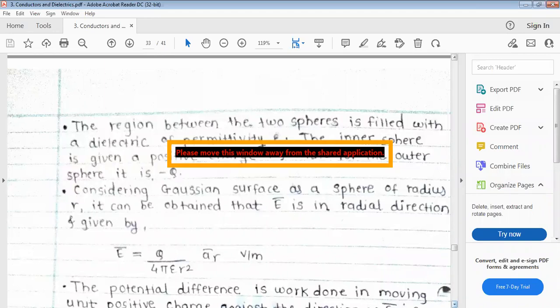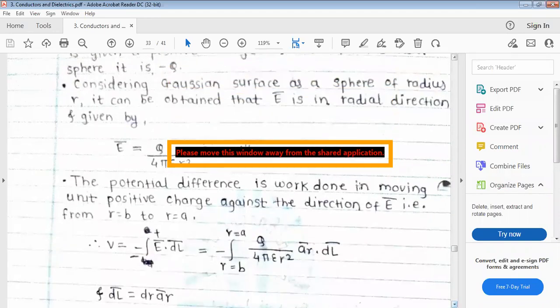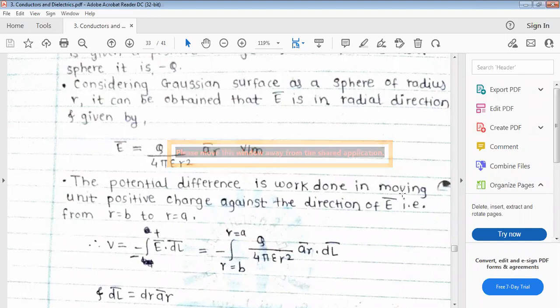Now the potential difference is the work done in moving a unit positive charge against the direction of E bar, that is from R equals B to R equals A. So as I told you, we are considering a test charge QT.